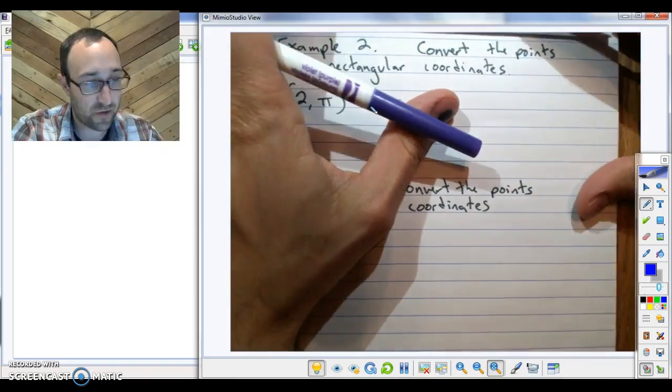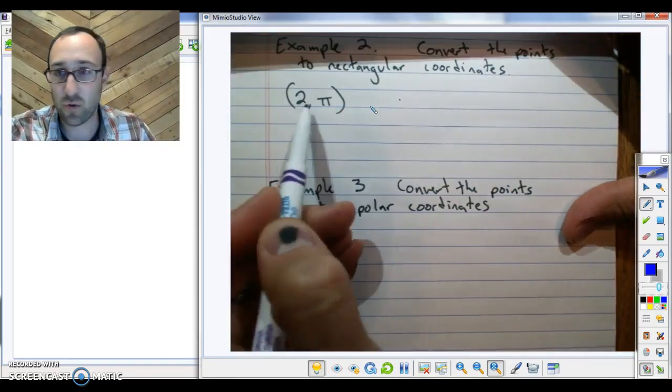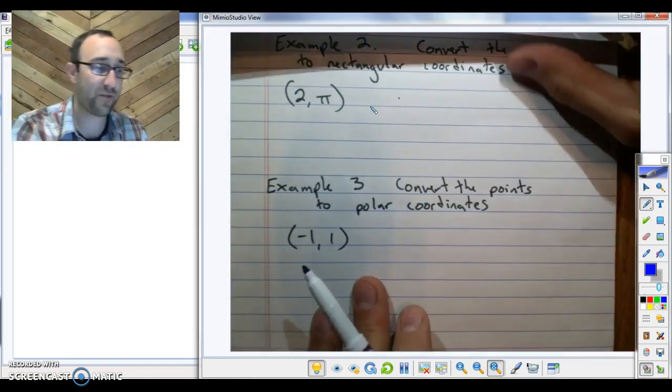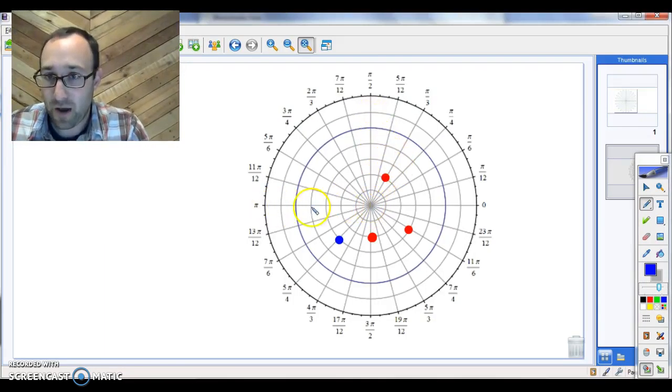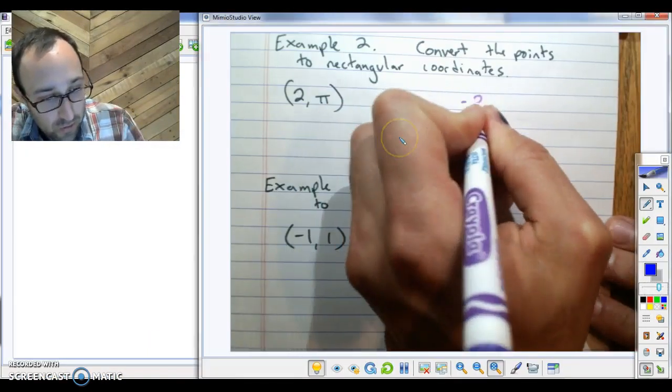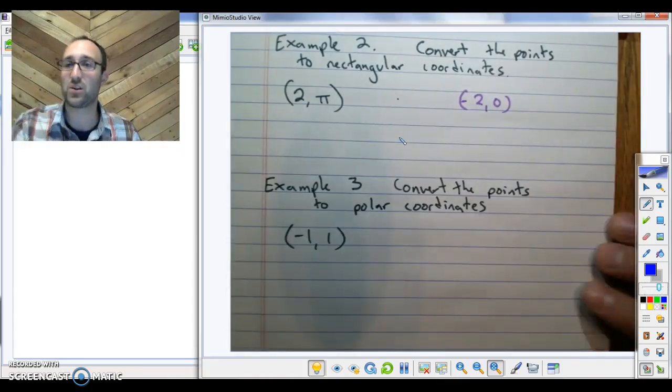So example 2, convert the point to rectangular coordinates, 2 and pi. If we just graph this real quick, you get an idea of where that should be. So I'm going to go 2 in the pi direction. That would be right here at this spot. So if you think about a normal xy coordinate, this would be negative 2 in the x, and 0. So my answer should be negative 2, comma 0. That's what I think it should be.